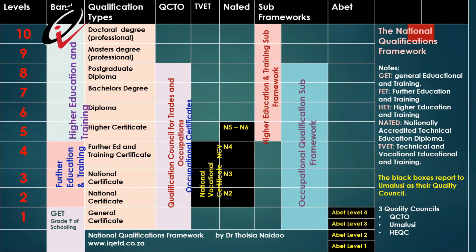Hello, and this is what our South African National Qualifications Framework looks like. I will spend a few minutes with you going through each of these columns and telling you what they mean within the framework itself. So if we look at the first column, this is called the levels. The NQF, the National Qualifications Framework, has 10 levels, starting with level 1 and going on to level 10.